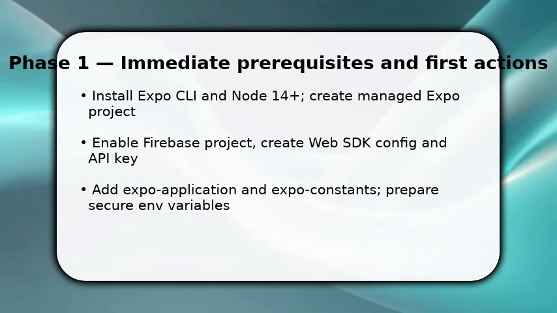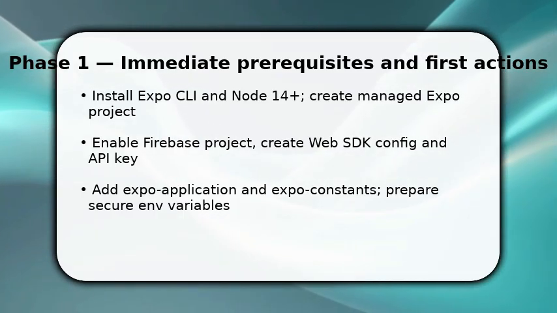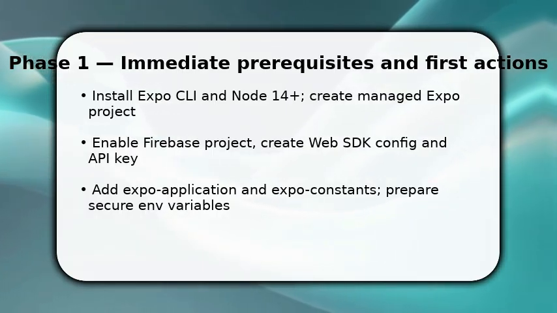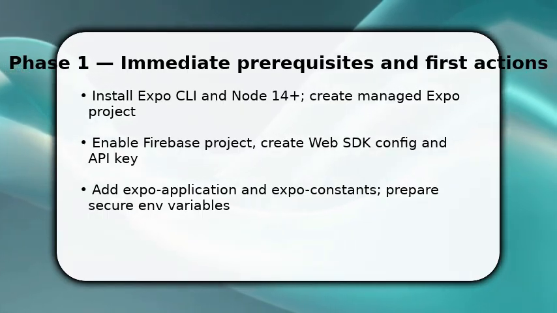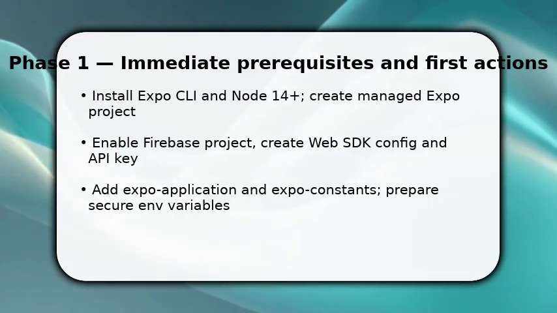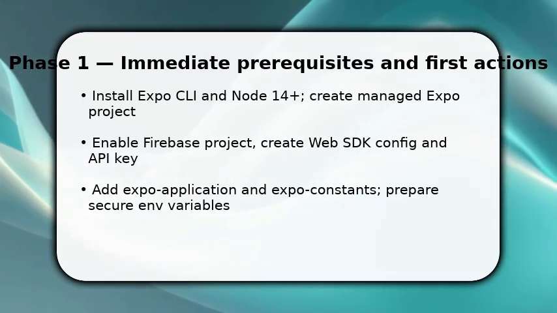You start by creating an Expo managed app and preparing Firebase now. Install Expo CLI and Node, then run Expo to create your project. Once done, create a Firebase project in the console and add a web app to get your config object and API key. Make sure to store keys in app.config.js or secure env variables rather than inline.